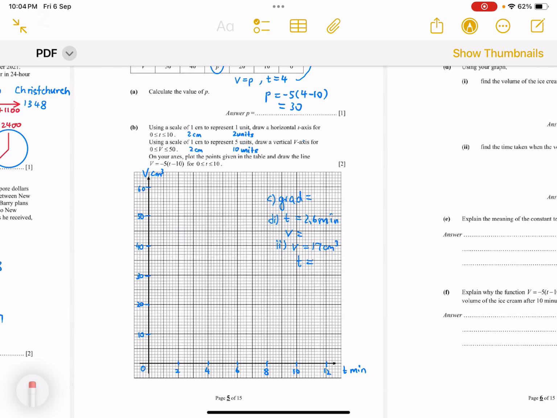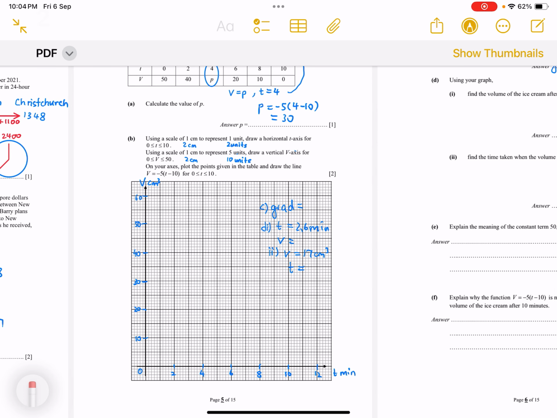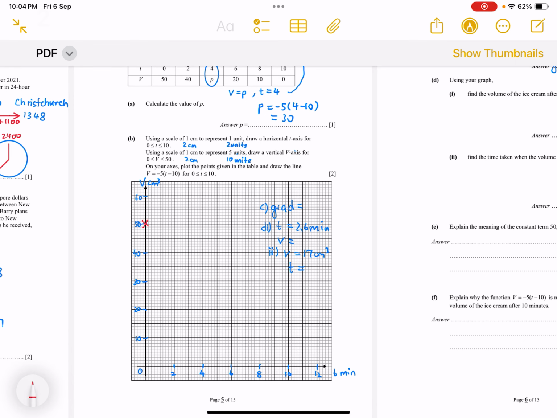Right, so now we can plot the points. The first point is 0, 50, and that is this point here. Next point is 2, 40, and so on. So we can join all the points. Okay, so now we have the graph.